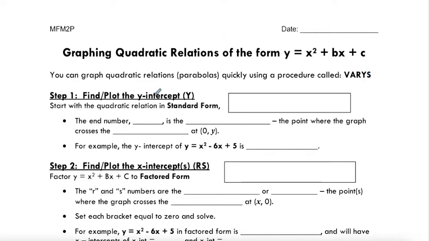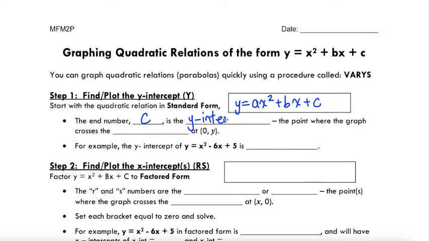So step number one would be to find or plot the y-intercept, which is the Y from the word VARIES. We're going to start with a quadratic relation in standard form. Now a parabola can be written in three different ways. It can be written in standard form, which is y equals ax squared plus bx plus c. And when it's written in standard form, the end number c is the y-intercept.